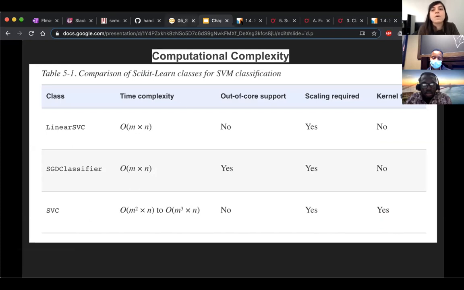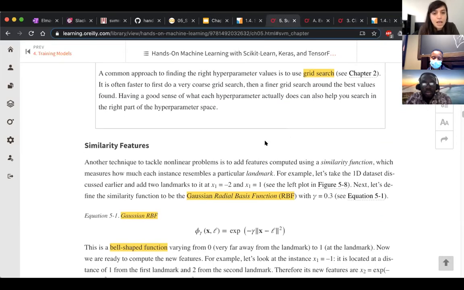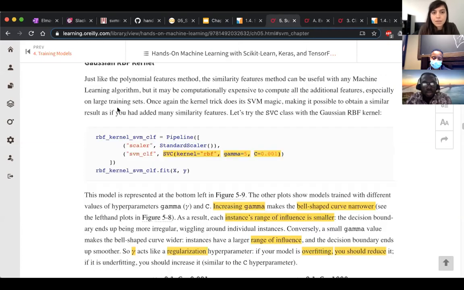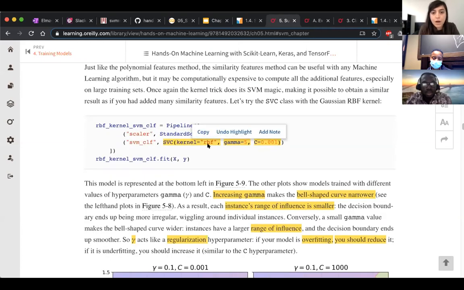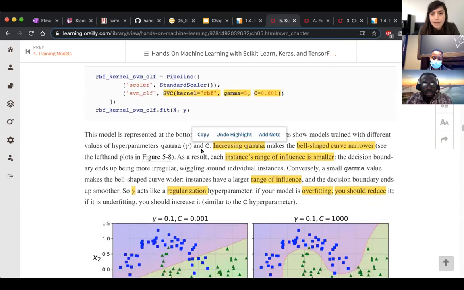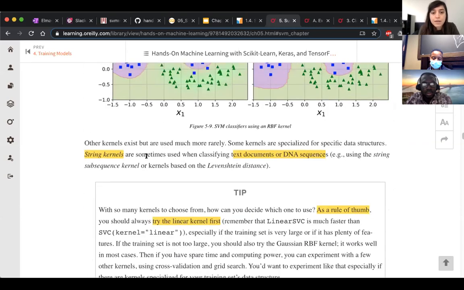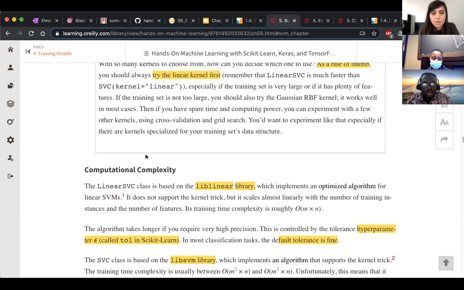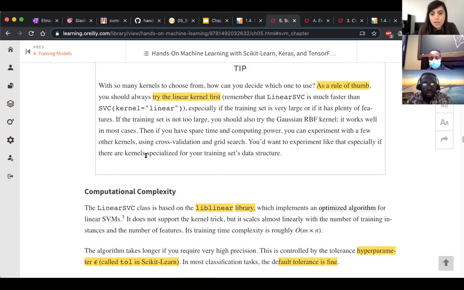Okay, so let me see. We talked about similarity features, and we talked about how to do it with the RBF kernel, and we talked about all the hyperparameters. Now we are done with classification problems. We've gone through linear and nonlinear. So before starting anything else, is there any question? Everybody with me?